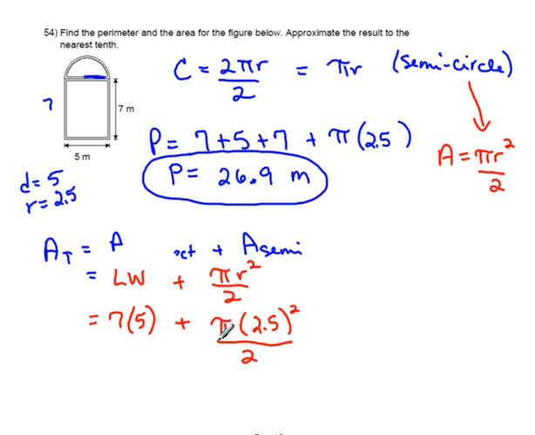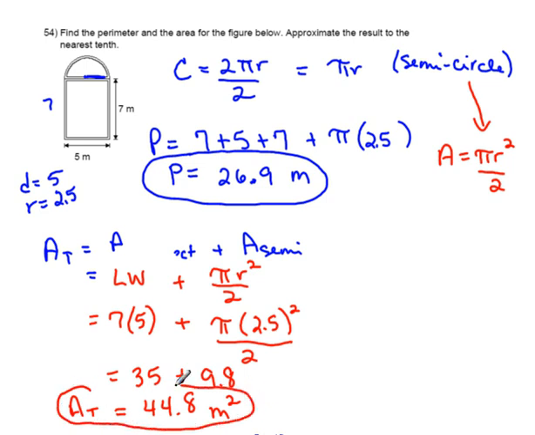And when you do the math, the area of the rectangle is 35 and the area of the semicircle is 9.8 roughly. So the area of the total figure there is about 44.8. Well, the units are meters and area is always squared. So 35 was the area of the rectangle and 9.8 is the area of the semicircle, and add them together to get the total area.